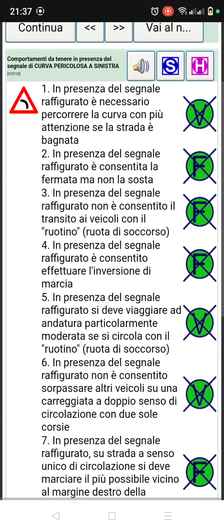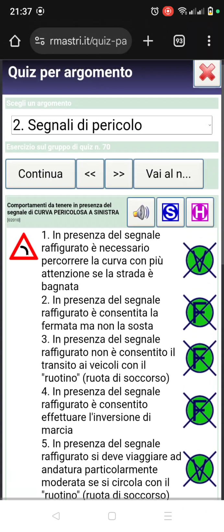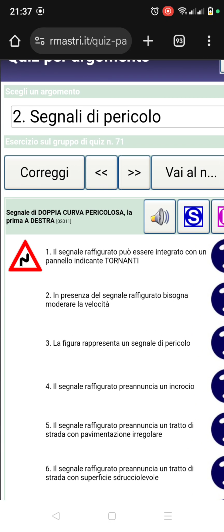So everything is clear, guys. Take the videos, do and study, understand before you continue. So let me check, our next lesson will be this one, which is doppia curva pericolosa, prima a destra. So double dangerous curve, first to the right, will be our next lesson, which is lesson 3. I just finished lesson 2. So next lesson will be lesson 4, this one.